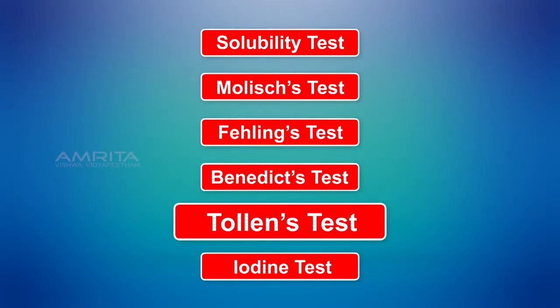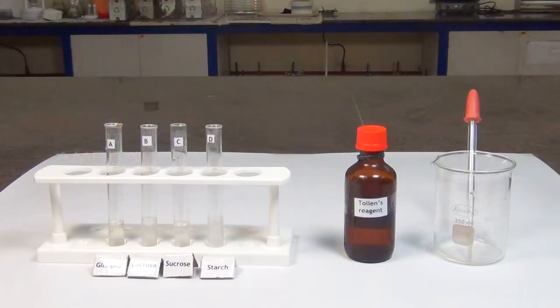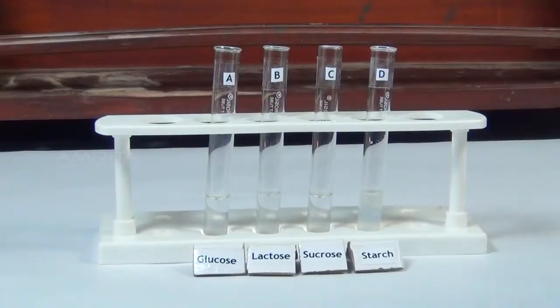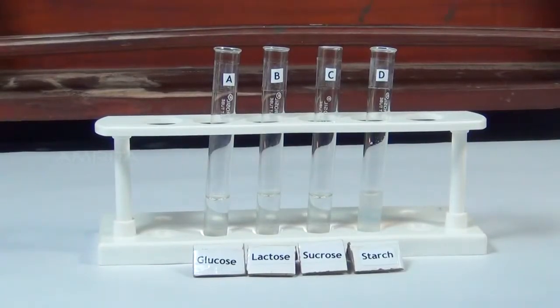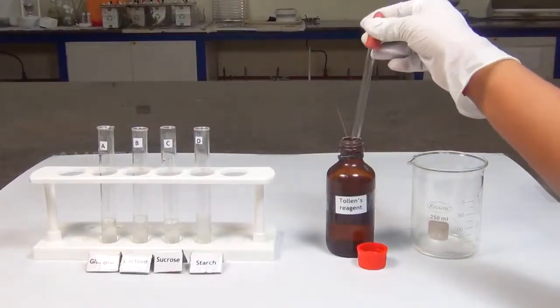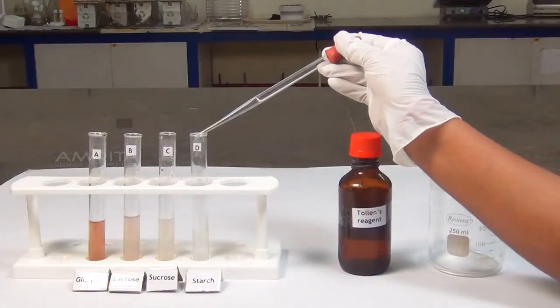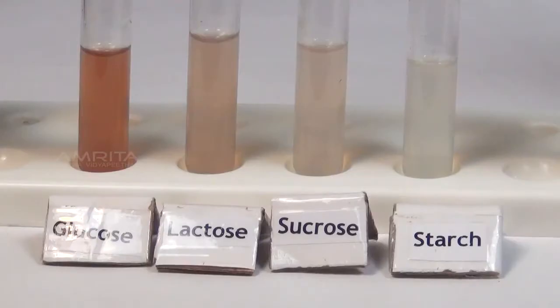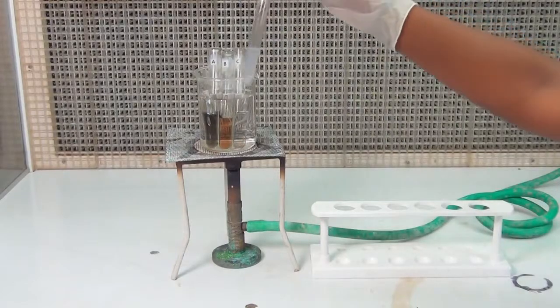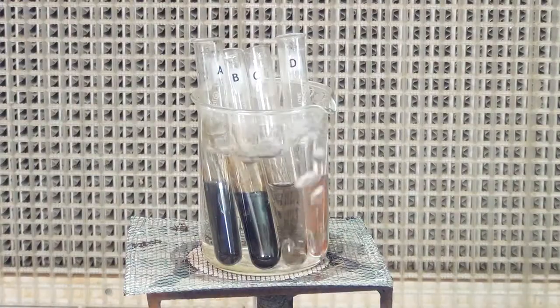Tollens' test. Take a small quantity of aqueous solutions of glucose, lactose, sucrose and suspension of starch in 4 test tubes A, B, C and D respectively. Using a dropper, add a small quantity of Tollens' reagent into the test tubes A, B, C and D. Heat the test tubes in a boiling water bath for some time.